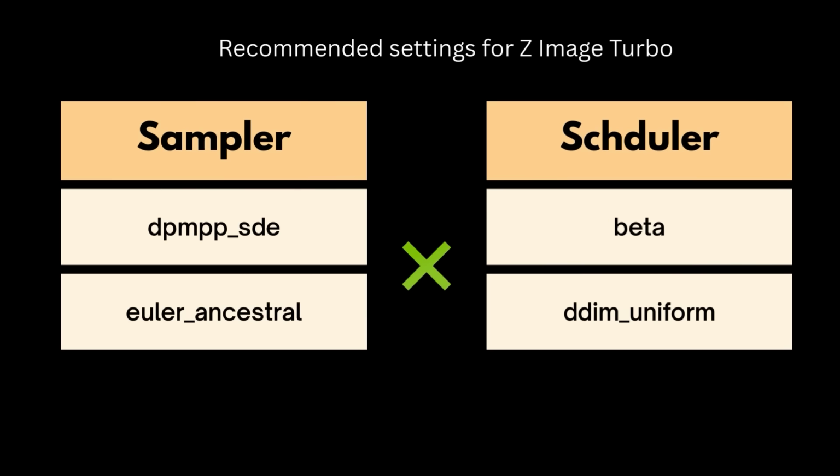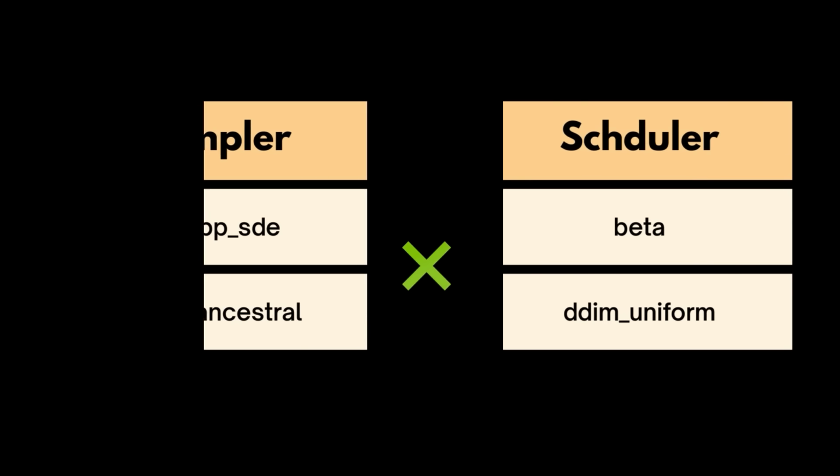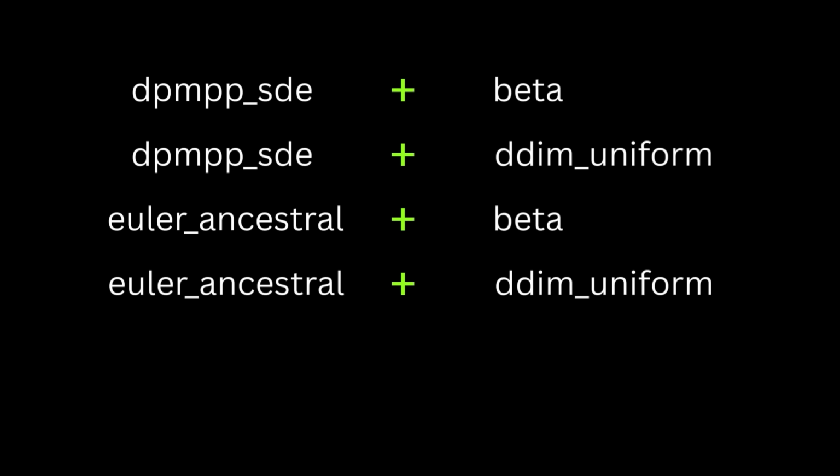Here's a quick cheat sheet. You might want to screenshot this for later. Next time you use Z-Image, refer to this table. You can mix and match these 2 samplers and 2 schedulers to get 4 great combinations.